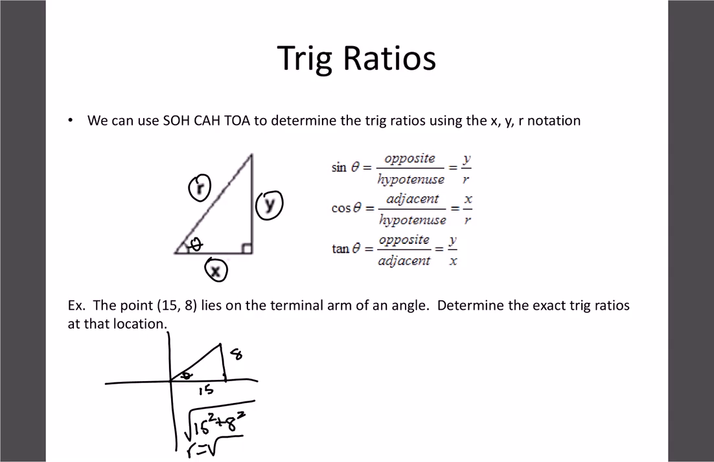And 8 squared is 64. We add those together, we get 289. And the square root of 289 is exactly 17. So our radius would be 17 in this case. So now we can actually do our SOHCAHTOA.